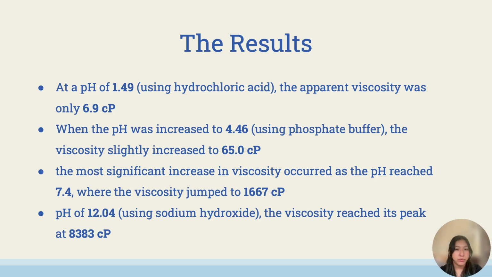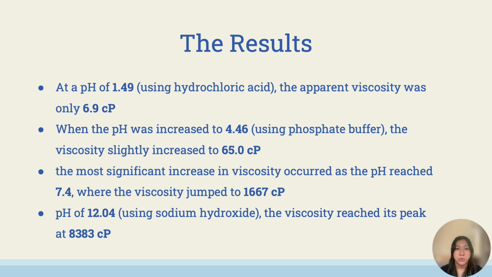At a pH of 1.49 using hydrochloric acid, the apparent viscosity of Carbomer 940 was extremely low at 6.9 centipoise. This low viscosity is due to the carboxyl groups remaining protonated in a highly acidic environment, keeping the polymer in a tightly coiled state with minimal interaction between the chains.